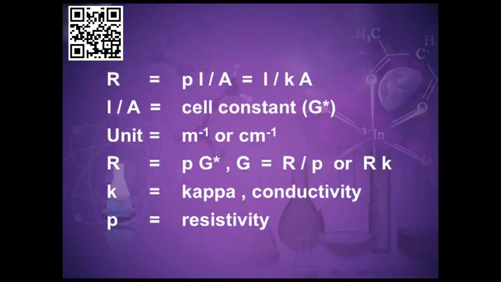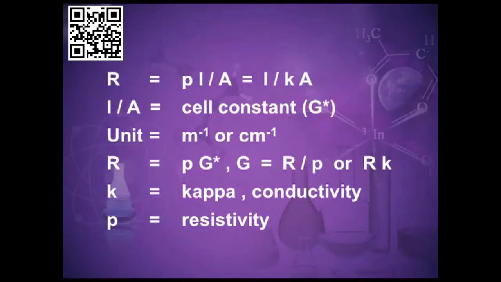As I have explained, conductance is the reciprocal of resistance; similarly, the reciprocal of resistivity is conductivity, also known as specific conductance. Again, as per the IUPAC convention, the term conductivity is preferred over specific conductance. Its symbol is kappa, the alphabet just similar to the letter K. So we can say that conductivity is the reciprocal of resistivity.